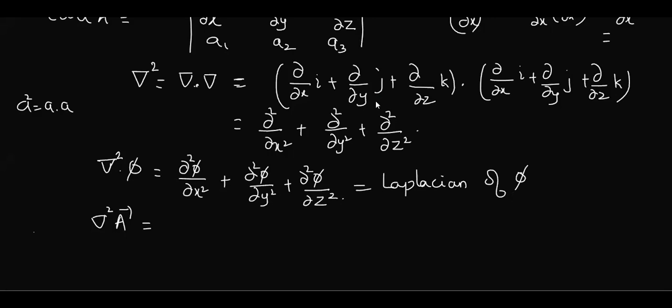So what do I have to do then? I have to take A bar inside. So what will I get if I operate del square on A bar? Dou square A bar by dou x square plus dou square A bar by dou y square plus dou square A bar by dou z square.